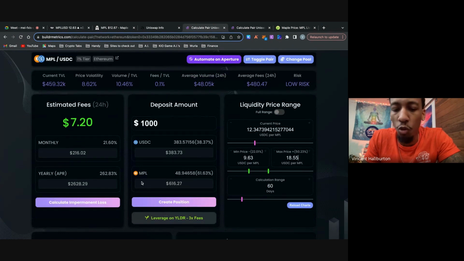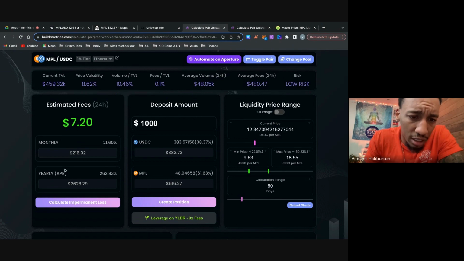So if you want to 3x your fees or 5x, I don't know if they change it, but you can increase your fees up to 5x. But you also have to remember that increases your risk 5x as well. So if you look at this, you could have been getting 21% per month for the past 60 days with a yearly yield of 262% APR. So if you deposited $1,000, you could have made $383 USDC and $616 in Maple.